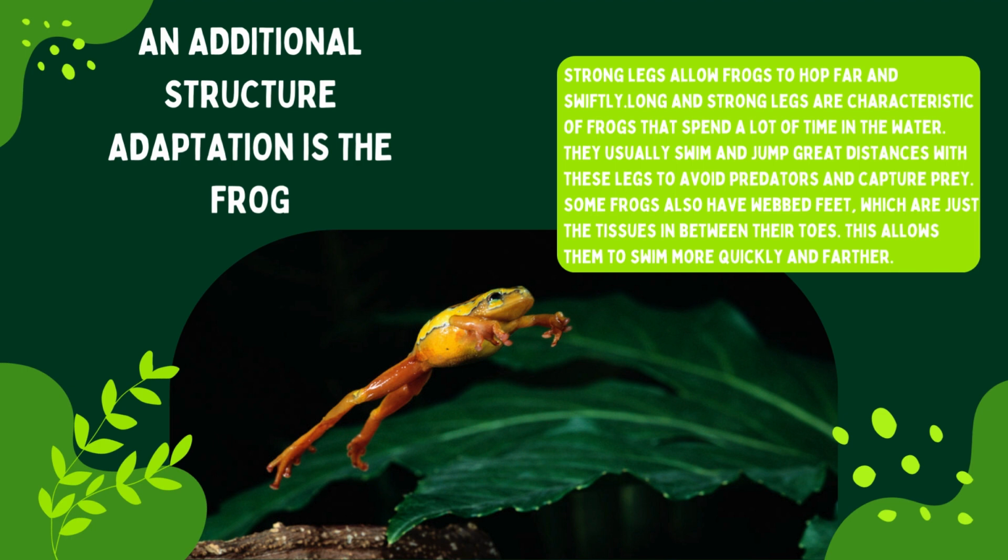An additional structural adaptation is the frog. Strong legs allow frogs to hop far and swiftly. Long and strong legs are characteristics of frogs that spend a lot of time in the water. They usually swim and jump great distances with these legs to avoid predators and capture prey.